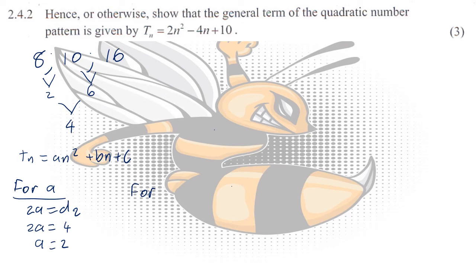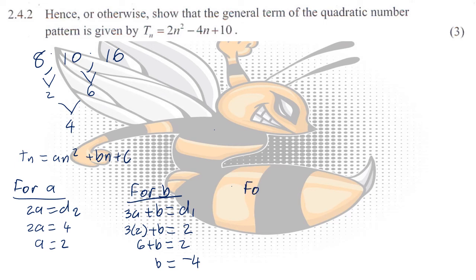Then to determine b, we always use the formula 3a plus b is equal to d1. We know that a is 2, so 3 times 2 plus b, and this d1 is always this first difference, which is 2. Therefore we have 6 plus b is equal to 2, and b will then be minus 4.